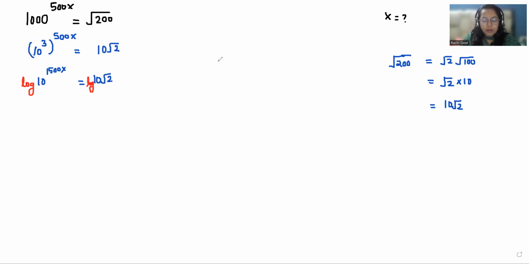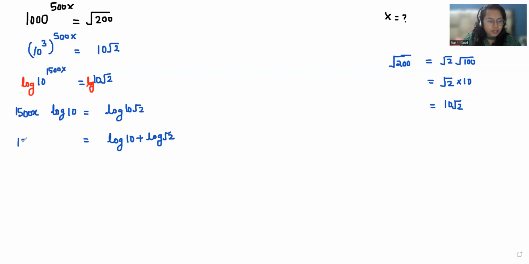So we know the power rule of log. So we can write it as 1500x log 10 is equal to log 10 root 2. Now we know the multiplication rule. We can write it as log 10 plus log root 2 and the left hand side is the same, 1500x log 10.